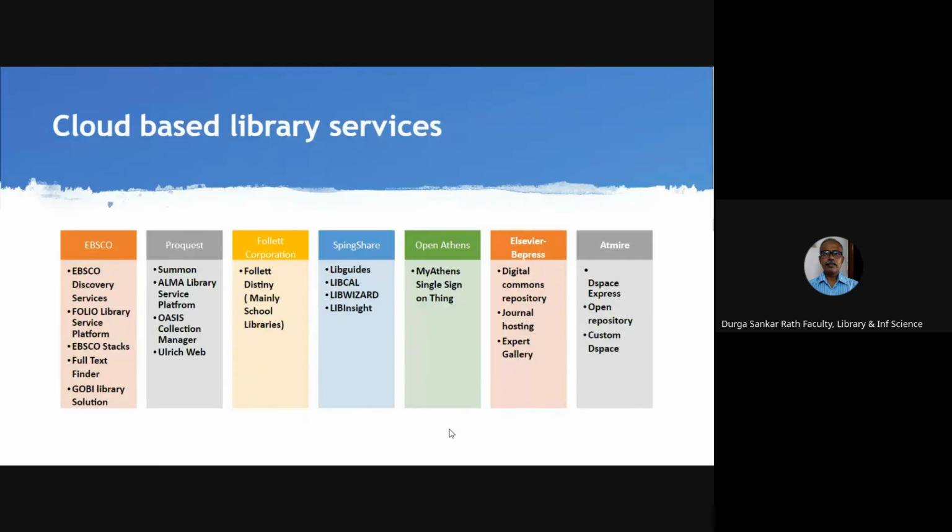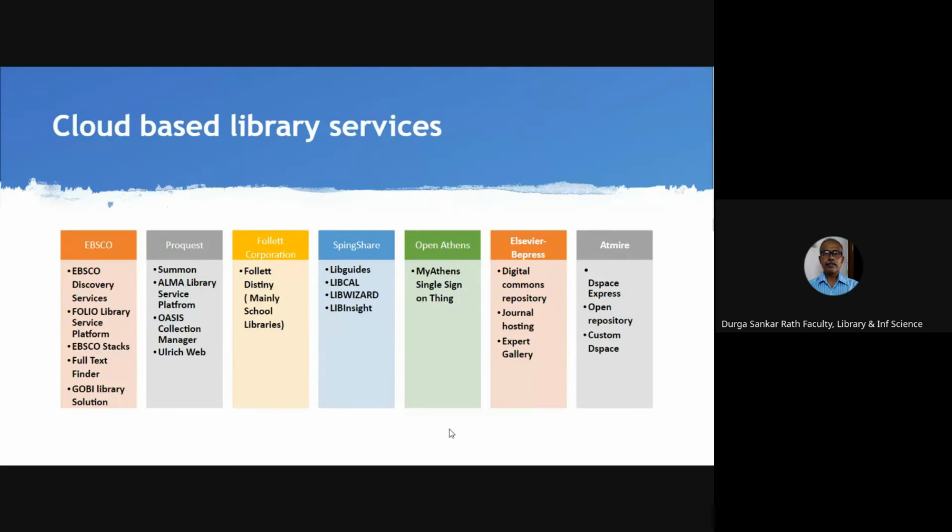Cloud-based library services: EBSCO is providing EBSCO Discovery Service. FOLIO library services, the future of library is open. They have the library service platform and they also provide services. And nowadays, I always mention this, the Finland public library system. They developed so many things which we could get from their service.